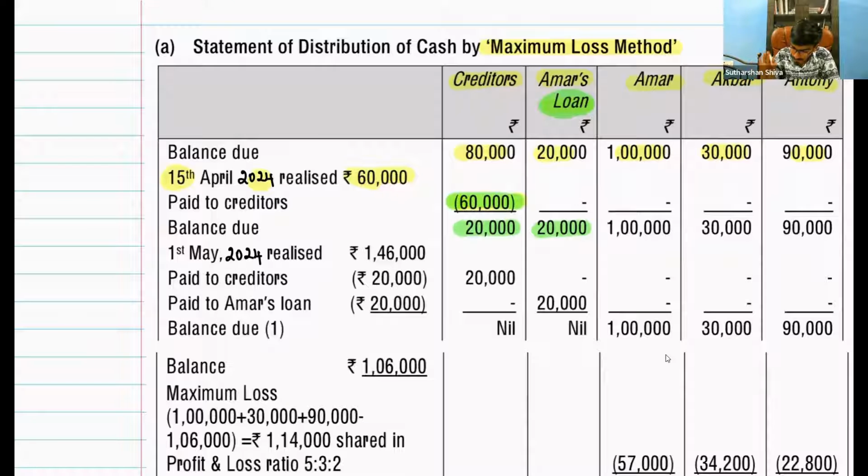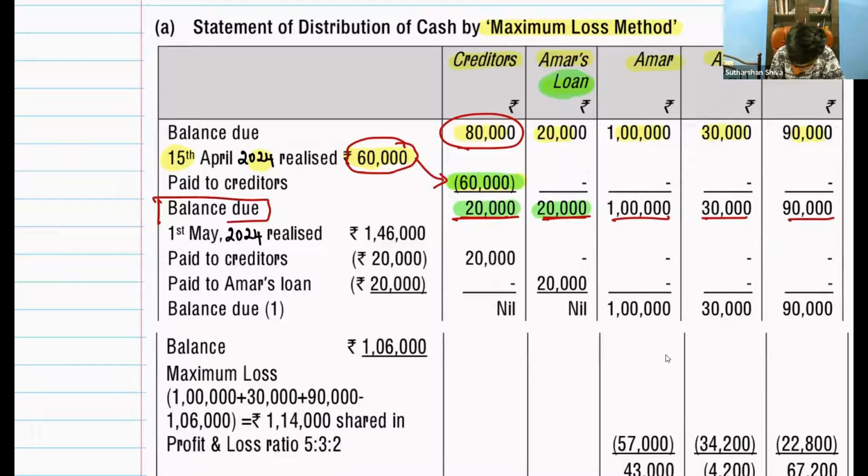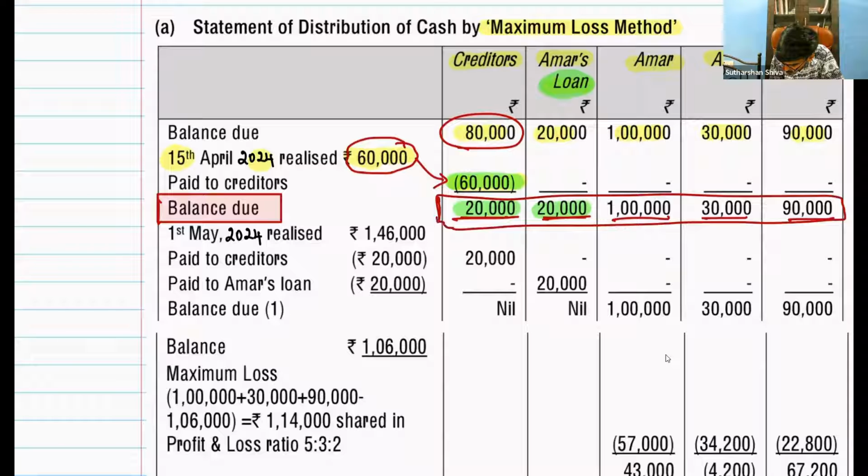Sorry, wait. Here what I have done. Yeah, we have realized 60,000. We paid 60,000 for creditors; we need to pay 20,000. Ammar's loan, we need to pay 20,000. Ammar account capital, 1,30,000, 90,000 we need to pay. This is your balance due. This is the balance due amount which you need to make.